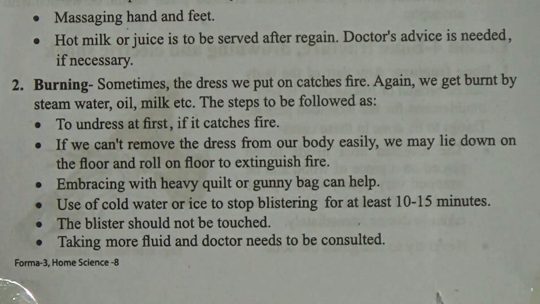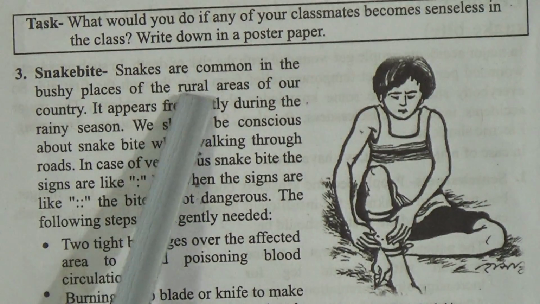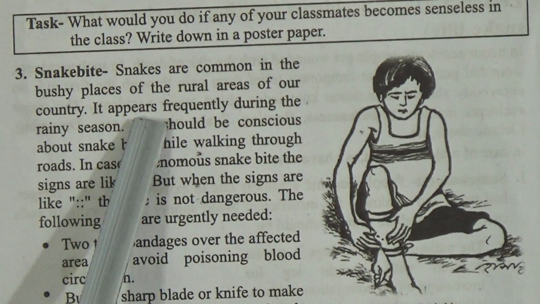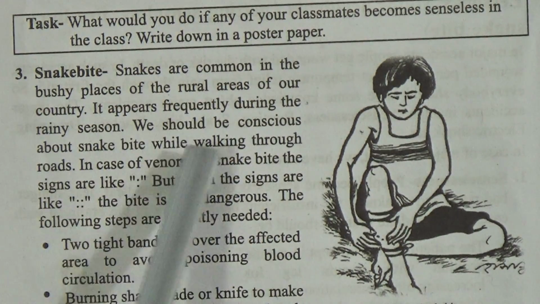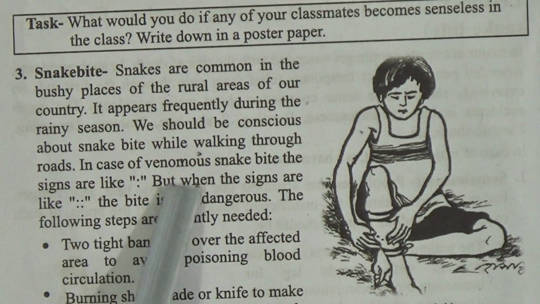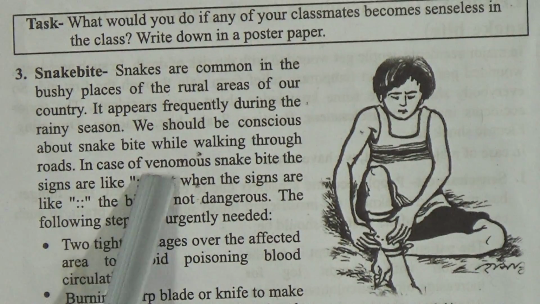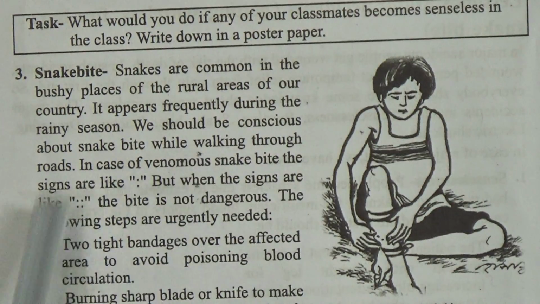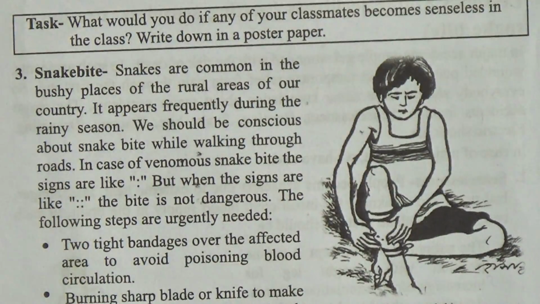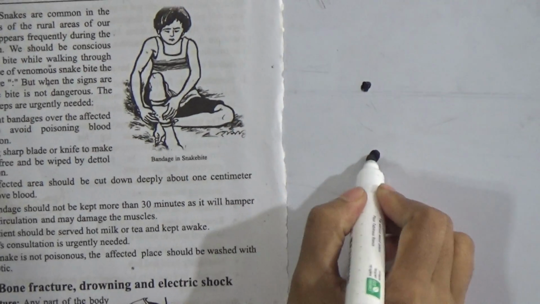Now number 3 is about snake bite. Snakes are common in the bushy places of the rural areas of our country. They appear frequently during the rainy season. We should be cautious about snake bite while walking through roads. In case of a venomous snake bite, you can see the signs if any snake bites anyone. Here you can see the dots are 2. So when any snake bites, you will get this sign, only 2 dots.